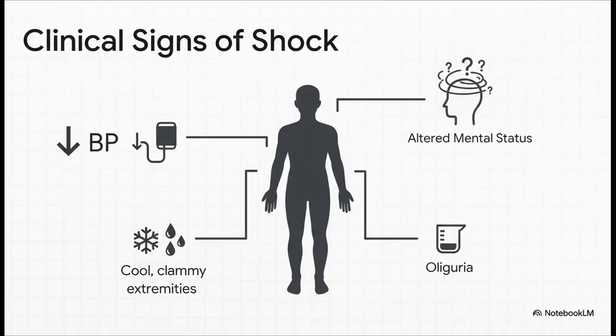And this is what that patient so often looks like at the bedside. You'll see the classic signs of shock. Their blood pressure is low, their skin is cool and clammy because their body's shunting all the blood to the vital organs. They're not making much urine because the kidneys aren't getting perfused. And they're confused as the brain starts to feel it too. This is the picture of a type A lactic acidosis.